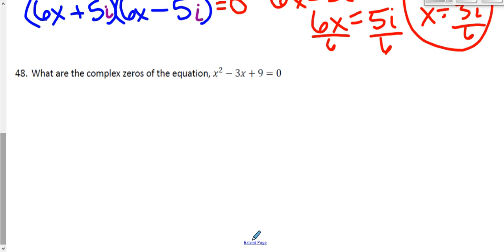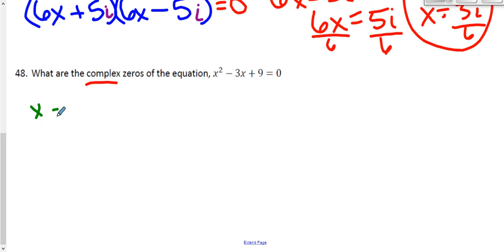We have one more to work on here, the complex zeros of the equation. So it's already telling me this can't be factored. It's telling me that I have to find imaginary numbers, which means in this case, since I don't have a special case happening, it is easiest for me to just go ahead and use that quadratic formula again.